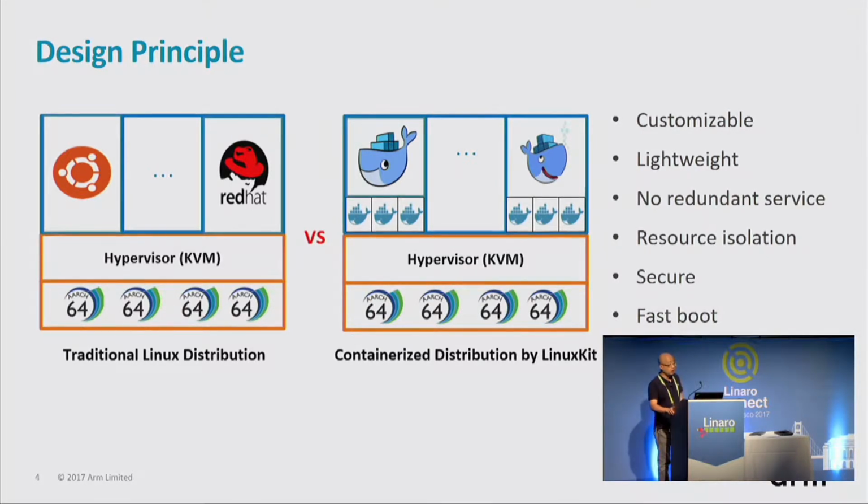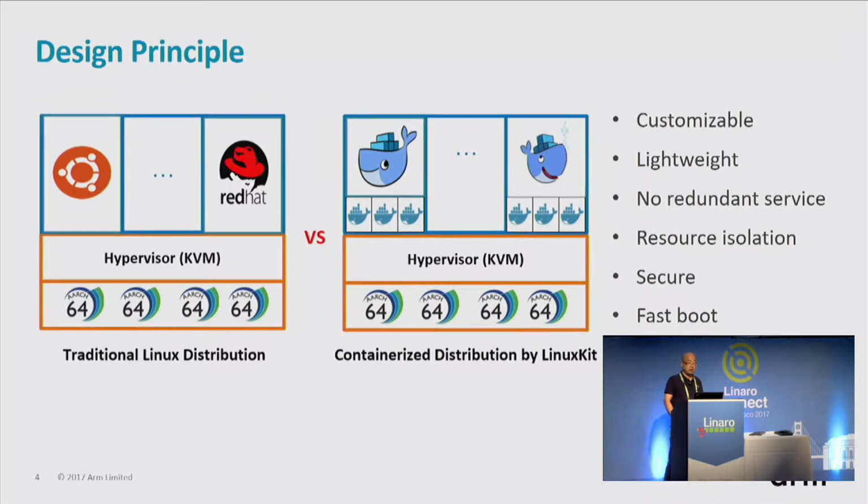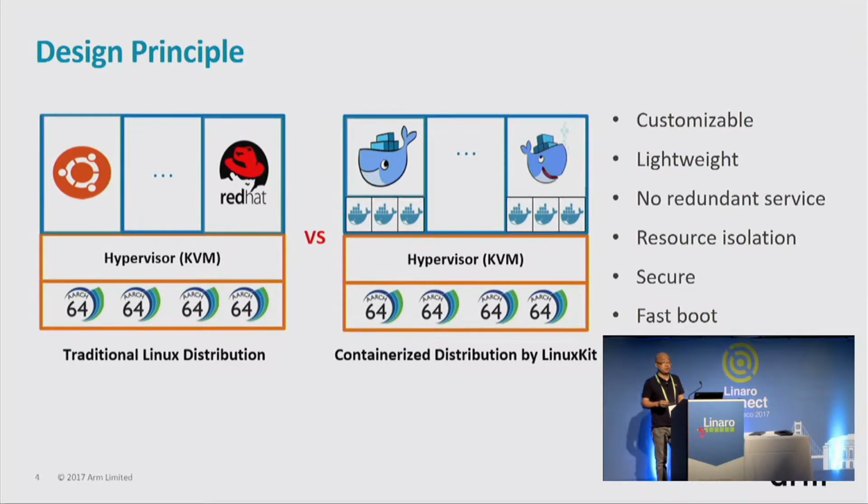Resource isolation directly benefits from the built-in features of the container, because we know that containers provide resource isolation based on cgroups and namespaces. So it will be easy to do resource isolation for the different system services in the LinuxKit distribution.